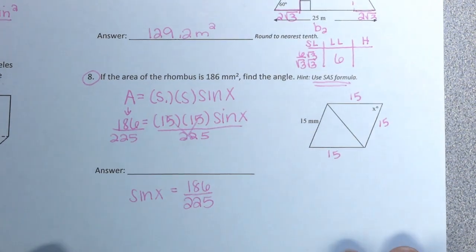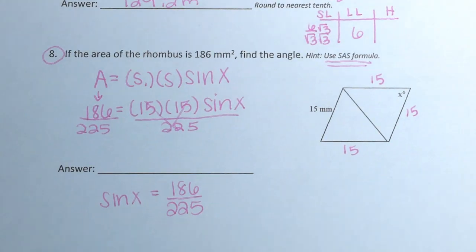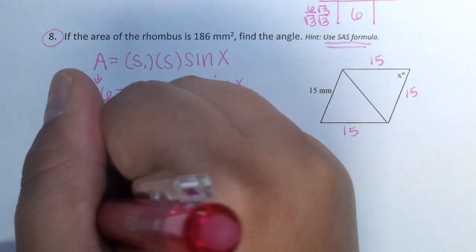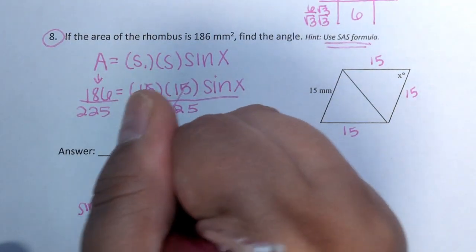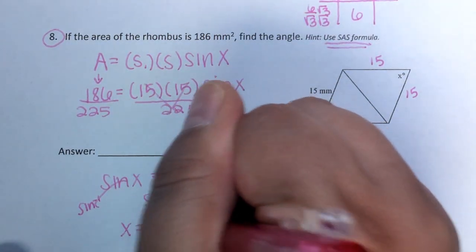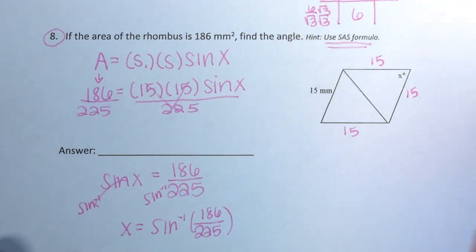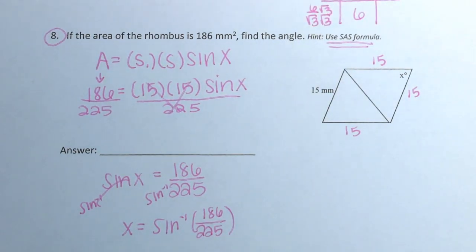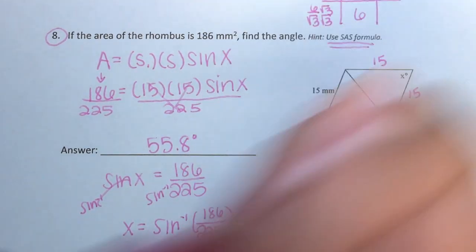It was bothering me. How do I get x by itself? I have to inverse to get rid of the sine. And again, anytime you do SOHCAHTOA, what do you need to make sure about your calculator? Degree mode. And when I put that in the calculator, I got 55.8 degrees.